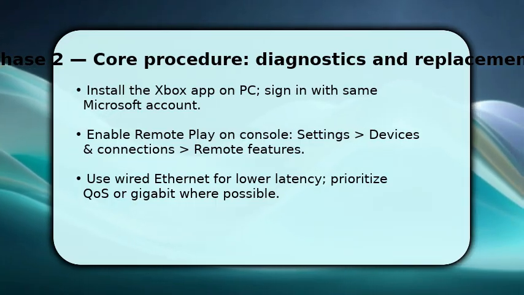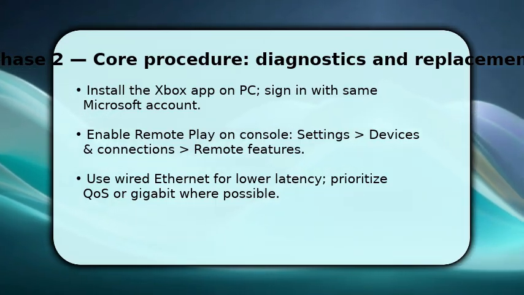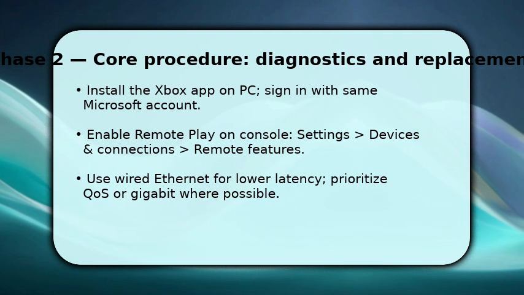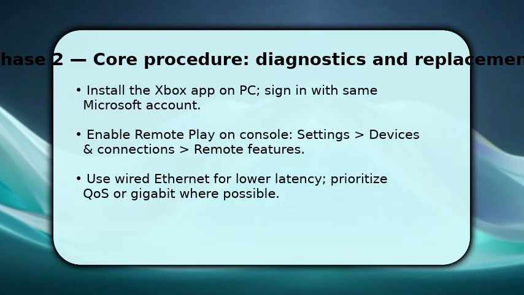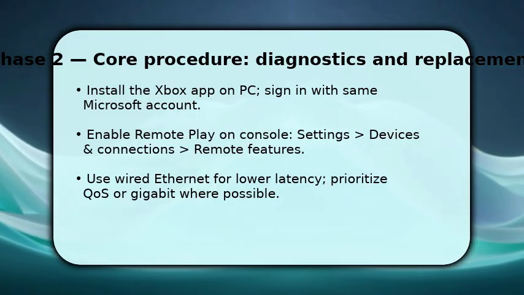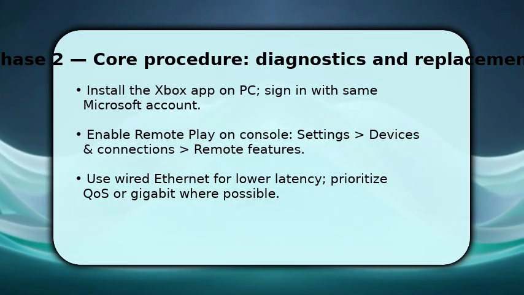Prefer wired Ethernet for both machines to cut latency. If using Wi-Fi, place both devices on the same 5 GHz network and enable QoS or gigabit routing to keep latency low. Finish by choosing how you want to use the Xbox as a PC.